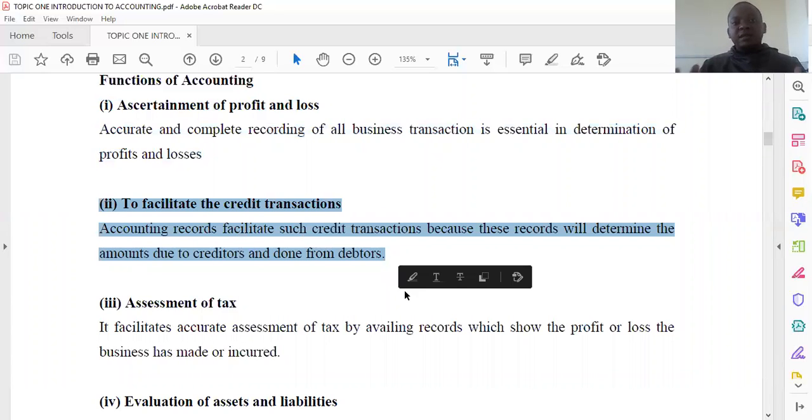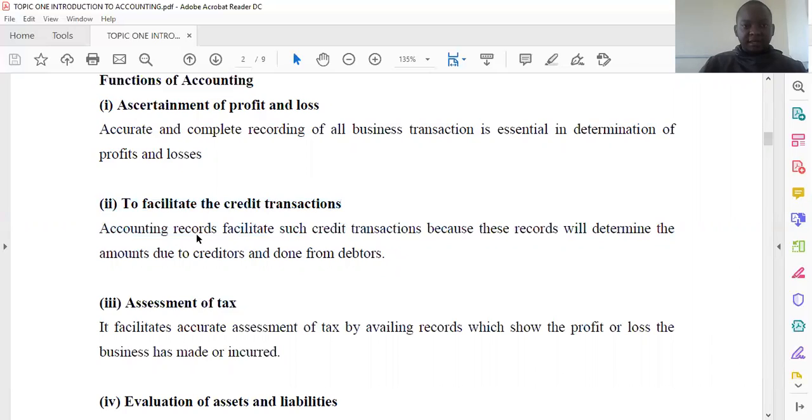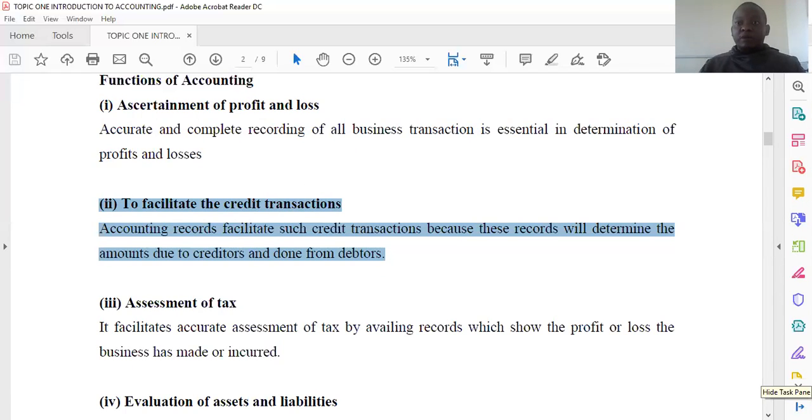Accounting records facilitate credit transactions because these records will determine the amounts due to creditors and amounts due from debtors. The amount due from debtors. So accounting will facilitate credit transactions. It's only when accounting records have been properly kept that you're able to tell that this is a risky business or this is a credit-worthy business. Because looking at its balance sheet, this business has not overborrowed. The business is stable.